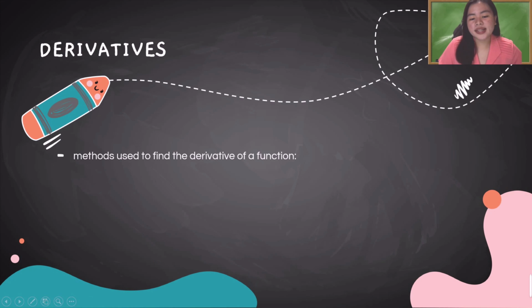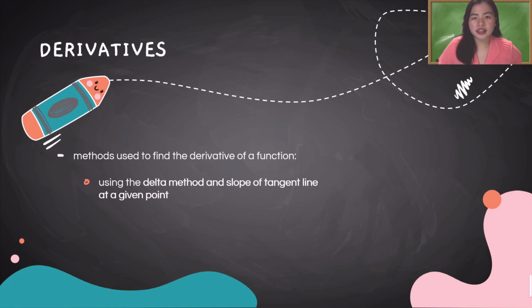There are two ways of finding the derivative of a function. The first one is by using the delta method and the slope of a tangent line at a given point. However, using this method within a limited time is impossible to finish. So, the derivative rules were created to find the derivative of a function in a more convenient way, although all these rules were derived from the delta method.